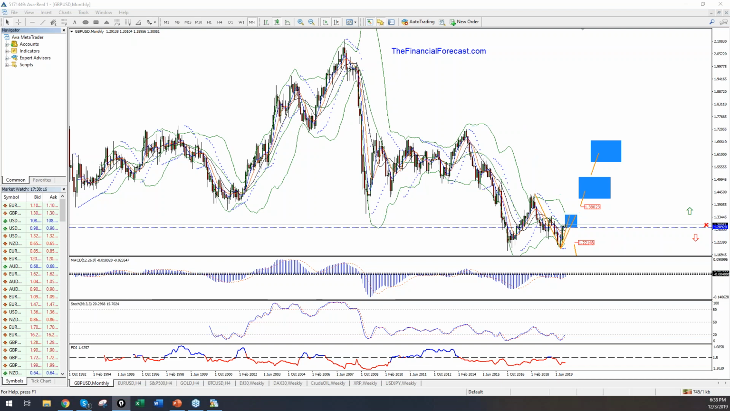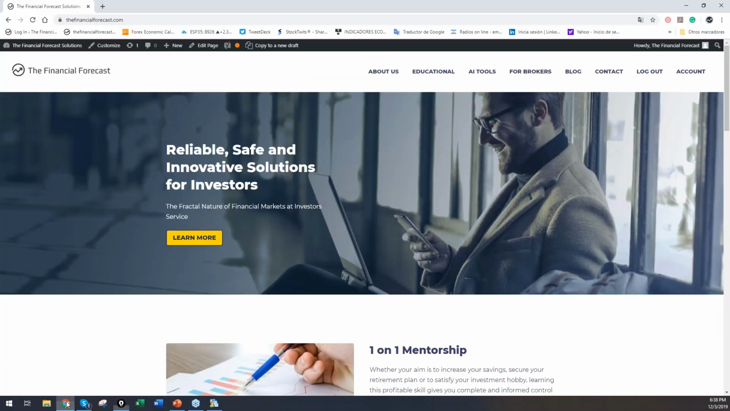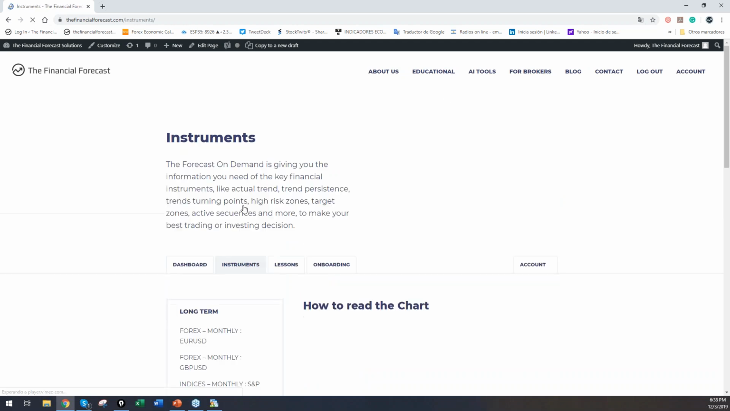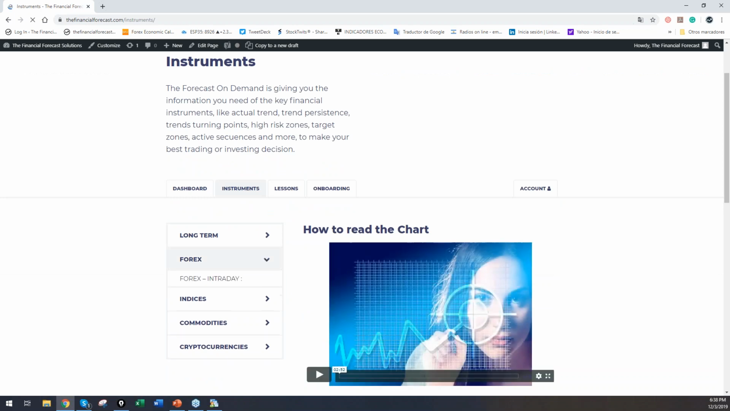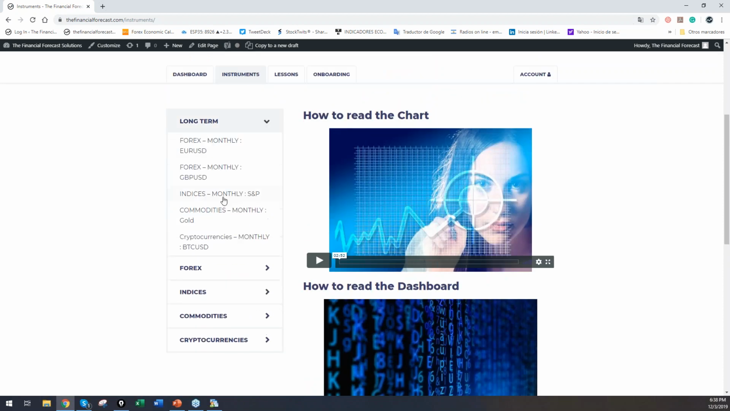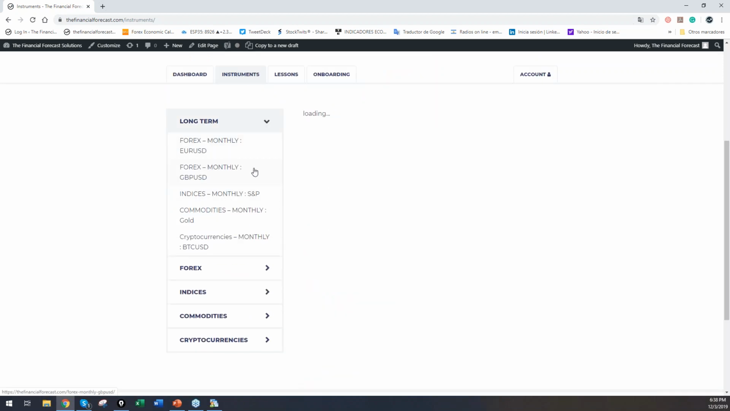Okay, cool. So we will move now to the website, and we will move to the account area, to the members area, because I will show you something. So we will try to solve the question of what is the trend in each time frame. We go to instruments, and then Forex, and pound. Okay, pound monthly. We have it here in long term, pound monthly.